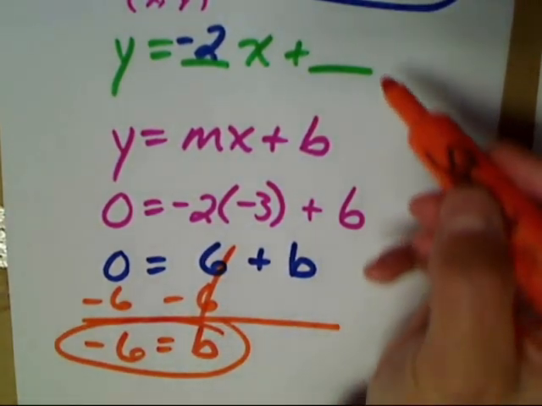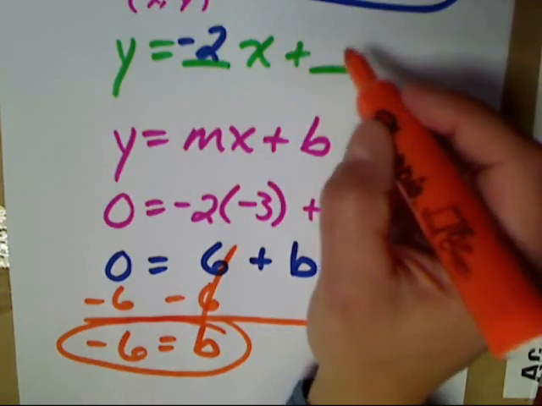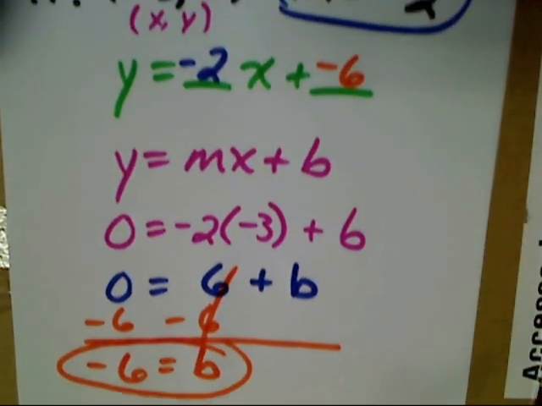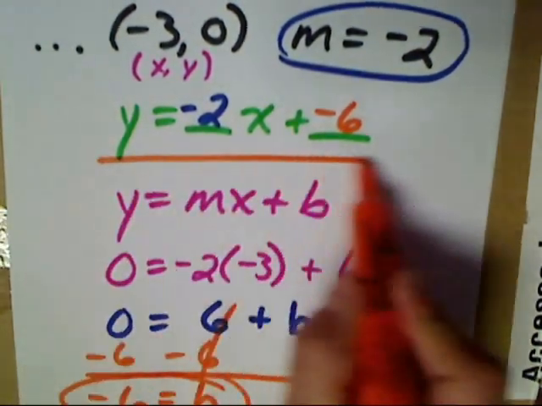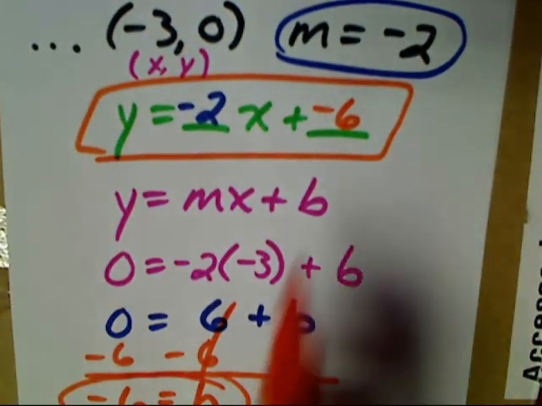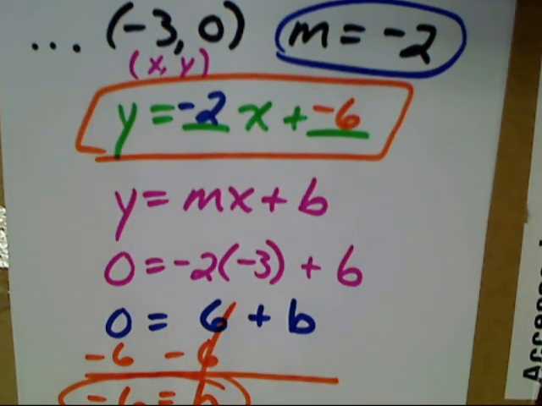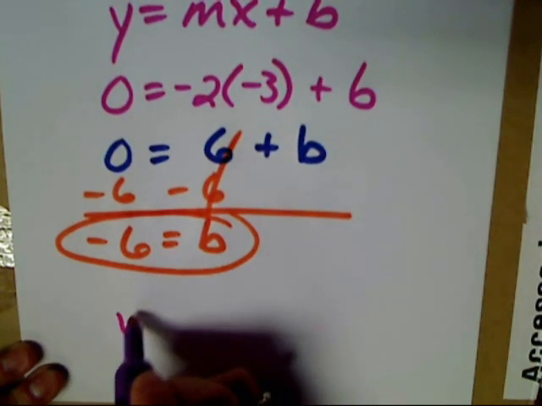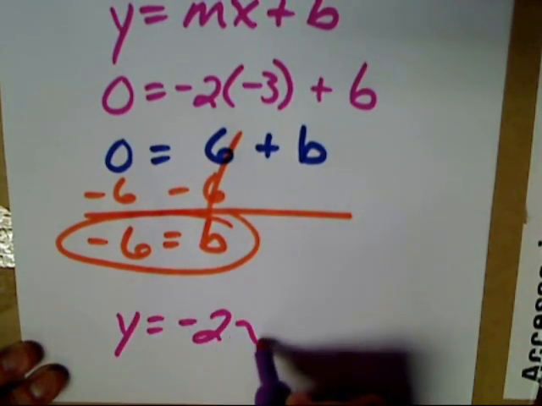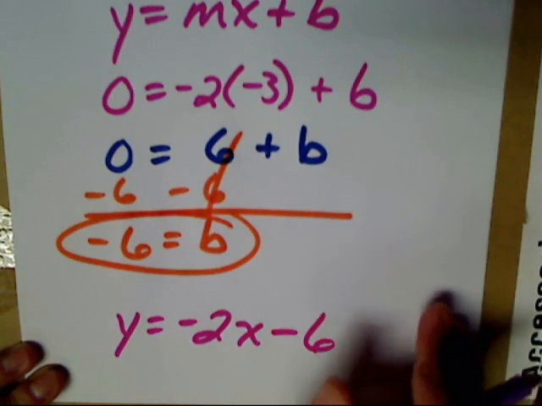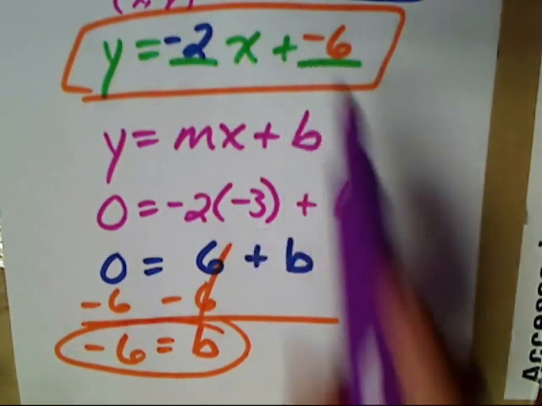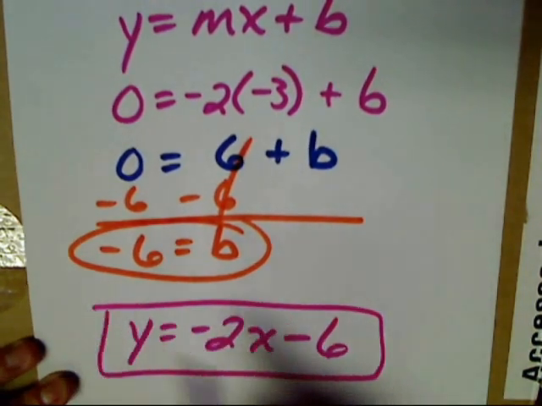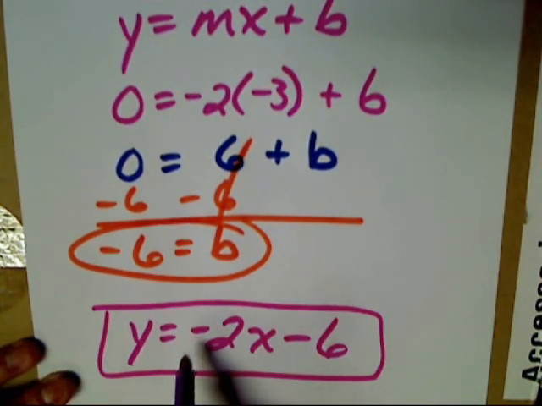So we can go right up into our equation here. y equals negative 2x plus a negative 6. And that is the equation of the line. Do I have to do plus and negative? No, if you don't want to write it like that, you don't have to. It is equally correct to write y is equal to negative 2x minus 6, because adding a negative is the same thing as subtracting a positive. Either one is okay, but we do always put the variable term first and don't lose that negative in front of the 2.